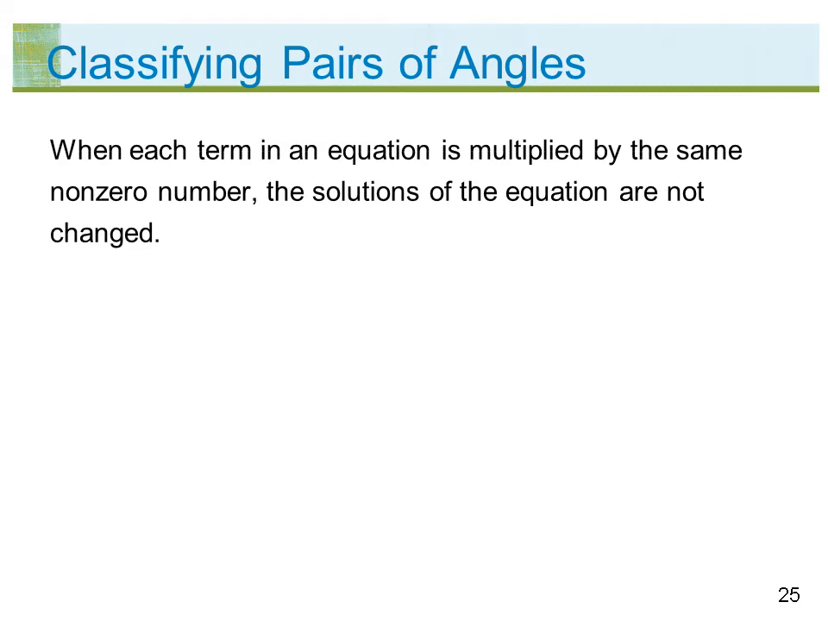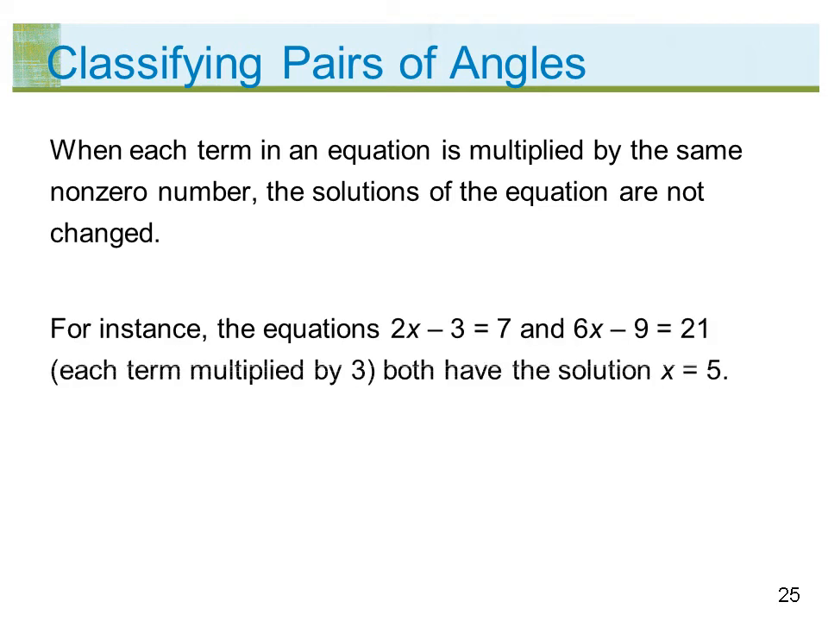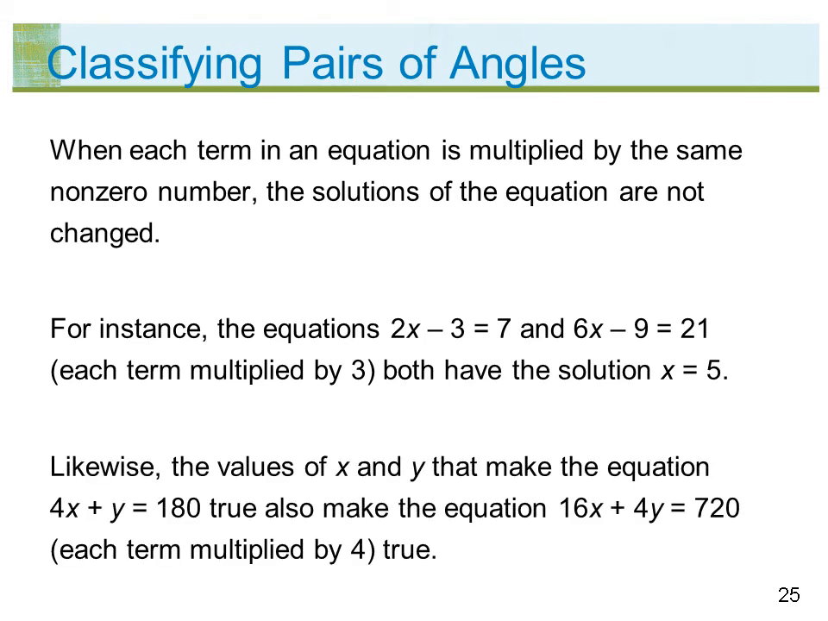When each term in an equation is multiplied by the same non-zero number, the solutions of the equation are not changed. For instance, the equations 2x minus 3 equals 7 and 6x minus 9 equals 21, each term multiplied by 3, both have the solution x equals 5. Likewise, the values of x and y that make the equation 4x plus y equals 180 true also make the equation 16x plus 4y equals 720, each term multiplied by 4, true.